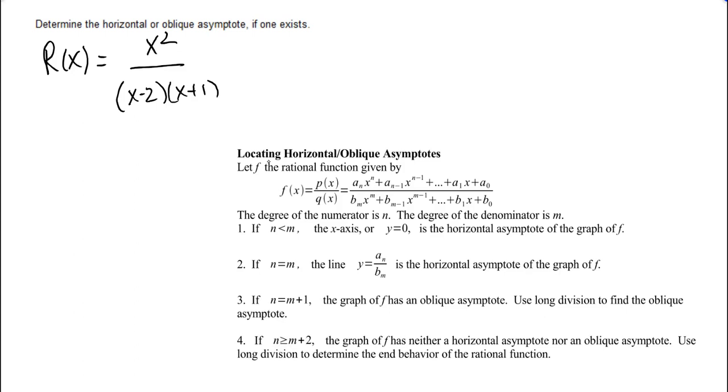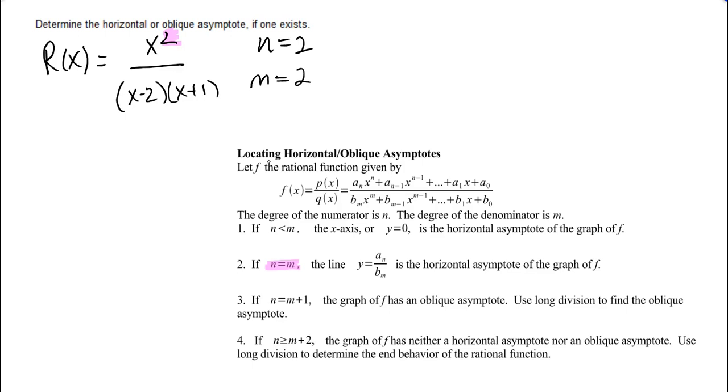So for our example, our degree of the numerator, which I'll call n, is 2. And if we remember, this original expression had an x squared in it as well if we multiplied that out. So the degree of the denominator is 2 as well. So if we look at our cases, we have a case here where the degree of the numerator is equal to the degree of the denominator.